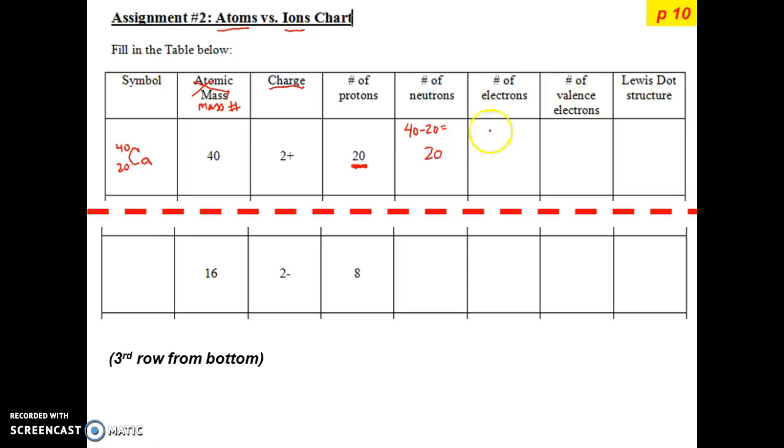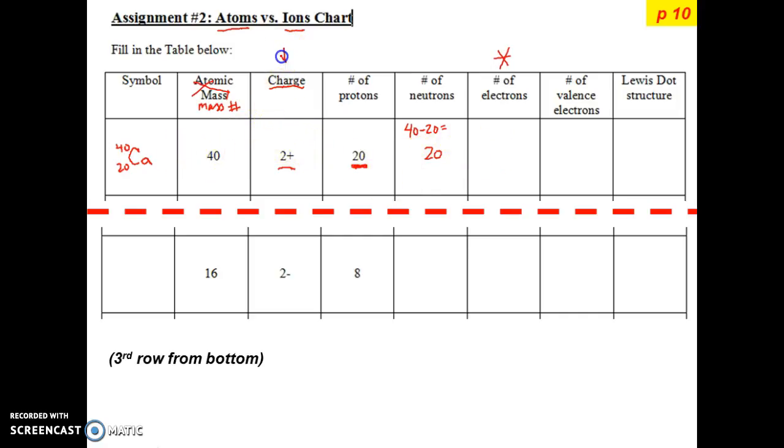Now you might think, I can fill in the electrons because it has 20 protons, it must have 20 electrons. But wait, this is a charged particle. This is an ion. So the number of electrons may be different. How do we figure out how many electrons there are? We go just like this.